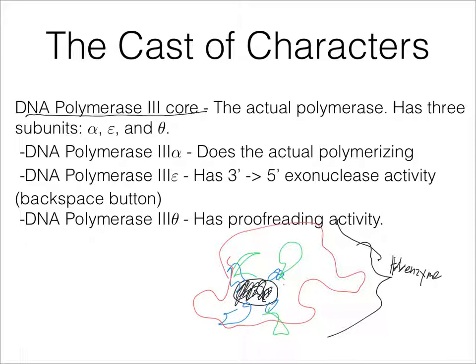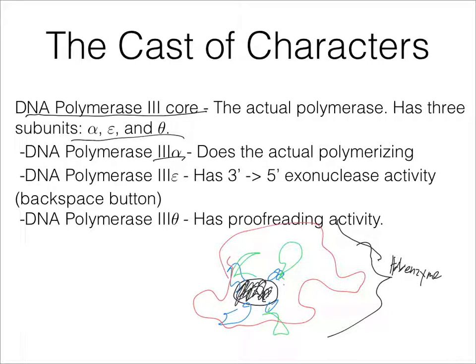The core is made of 3 subunits: alpha, epsilon, and theta. Alpha is the one that actually catalyzes the polymerization chemistry. It's the one that actually adds a new base on. So that's the fragment that actually does the polymerization. You would think that that's the only thing that you need, and technically it is. You can isolate DNA polymerase 3 alpha all on its own, and it will polymerize things, but not very well.